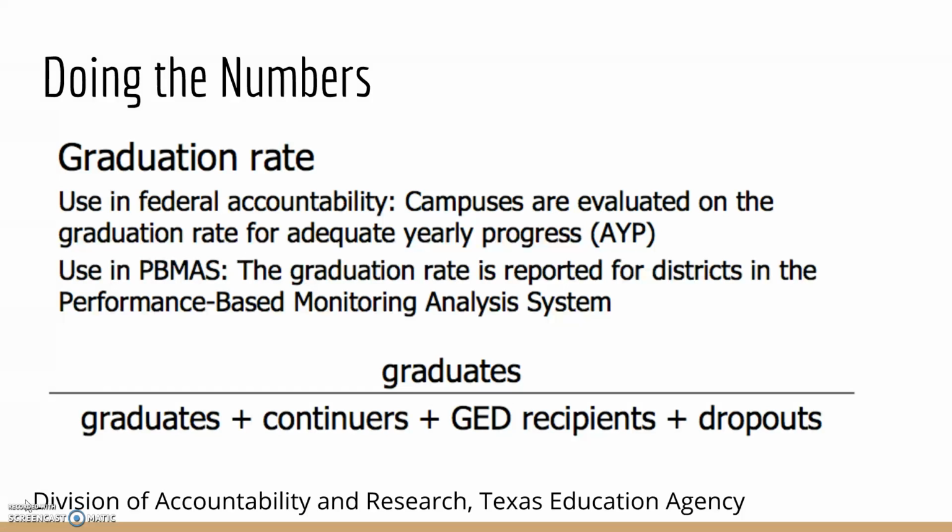The way they come up with this is they start with the number of graduates and put that over the graduates plus the continuers plus the GED recipients plus the dropouts. So basically all of the students. They divide those two, and that's how they come up with a graduation rate.